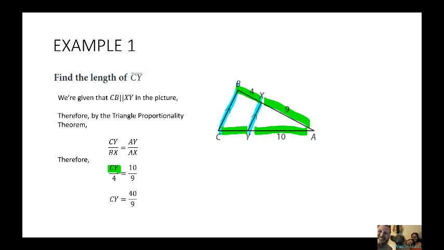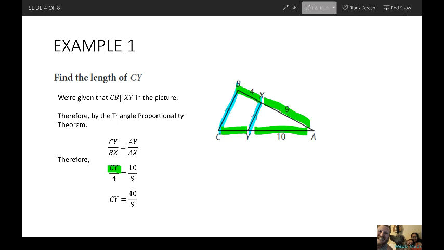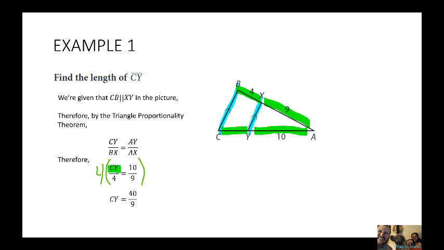So we're going to go ahead and get rid of that denominator of 4. So you can cross multiply, or you could be a boss and just multiply both sides by 4. Because 4 times 1/4 will be just 1, and you just live with CY over 1, which is just CY. And then 4 times the 10 is 40, and then divide by the 9. You could leave your answer as an improper fraction. Just be aware of maybe perhaps getting decimal answers. Okay, that can happen too. But improper fractions like 40 over 9, I would accept it.